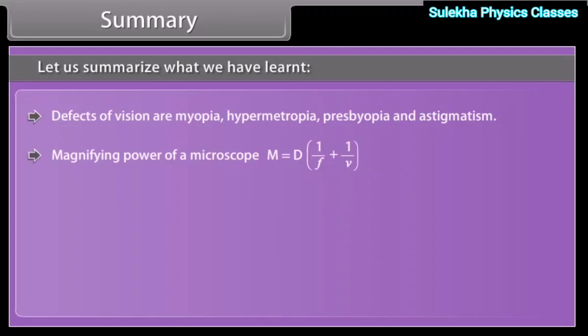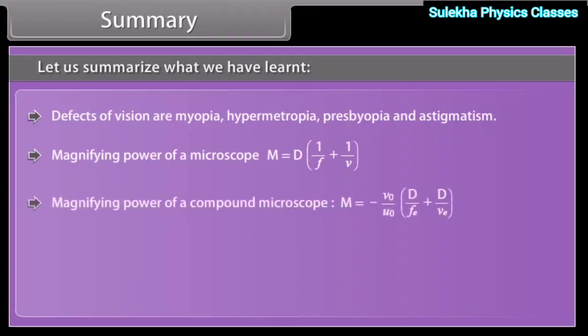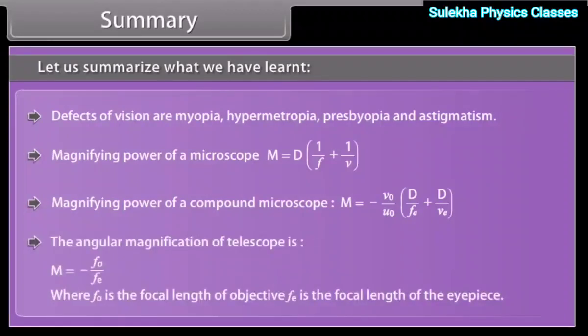Magnifying power of a microscope, m is equal to d into (1 upon f plus 1 upon v). Magnifying power of a compound microscope, m is equal to minus v0 upon u0 into (d upon fe plus d upon ve). The angular magnification of telescope is m is equal to minus fo upon fe, where fo is the focal length of objective and fe is the focal length of the eyepiece.